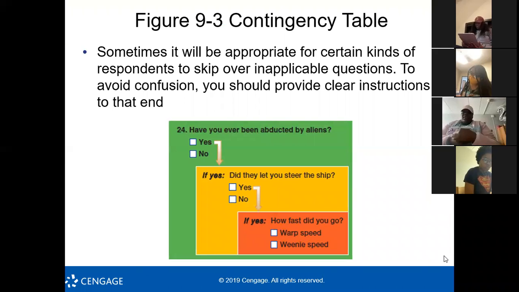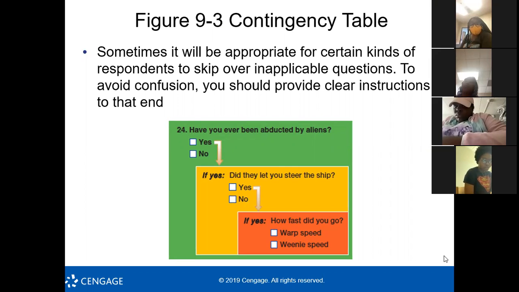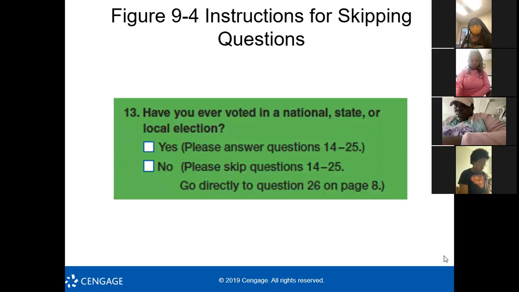Again, other contingency questions. Have you ever been abducted by aliens? Show of hands in the class. Anybody ever been abducted before? Anybody? Okay, good. So you all will go on to the next question. But if you did, Nishaya, they would want you to answer some contingency questions. Okay, cool, you were abducted by aliens. Did they let you steer the ship? How fast did you go? Again, you get more information in detail depending upon what you want to learn. Sometimes you'll construct a survey where you may have to skip some questions.